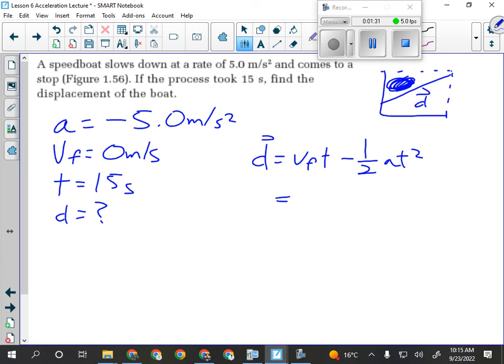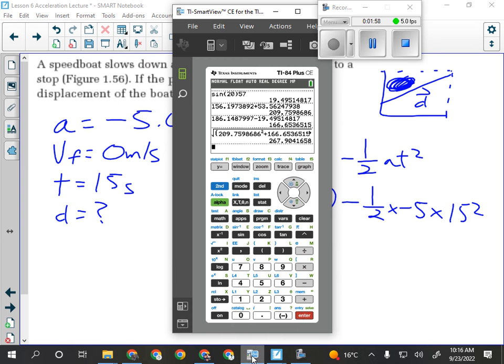We just have to plug in 0 times T, which is 0. I've got to write the 0 there though. It doesn't go away because I've got to subtract something from it. 0 minus 1/2 times negative 5, times 15 squared. This is where those negatives are crucial. So we got 0 minus 0.5 times negative 5 times 15 squared.